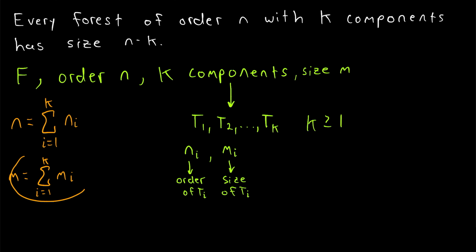Now, we want to prove the size of F, this sum here, is equal to n minus k. So how could we rewrite this? Currently, each term in this sum is just the size of one of the components of our forest. In other words, each term is the size of a tree graph. Thus, we could actually rewrite this sum as the sum of n sub i minus 1 from i equals 1 to k, because the size of each component is just one less than its order. So in general, the size of the ith component is n sub i, its order, minus 1.